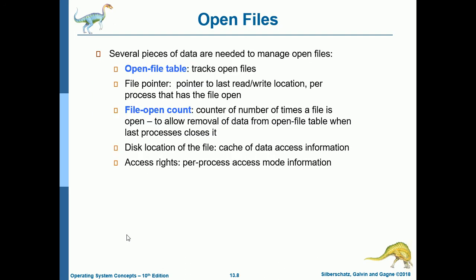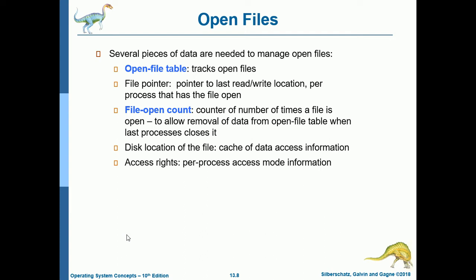Okay, next we have open files. Several pieces of data are needed to manage open files. There is an open file table, which tracks open files, of course. We also have the file pointer, a pointer to the last read or write location per process that has the file open. And then we have the file open count, a counter of the number of times a file is open, to allow removal of data from the open file table when the last process closes it.